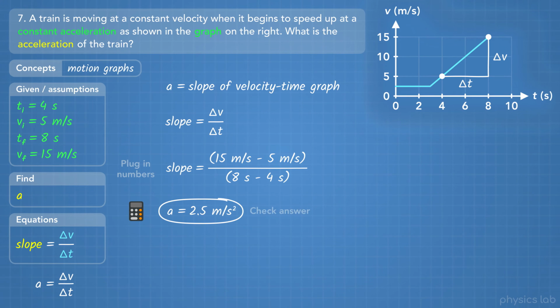Does that answer make sense? We can see the velocity is increasing, so the acceleration should be positive. We also got the right unit for acceleration. 2.5 meters per second squared means the velocity increases 2.5 meters per second after every second. So it'll increase 5 meters per second every 2 seconds. And that's what we see in the graph, so this checks out.